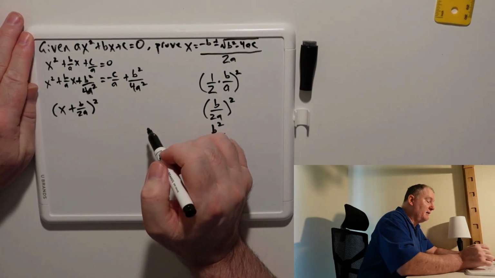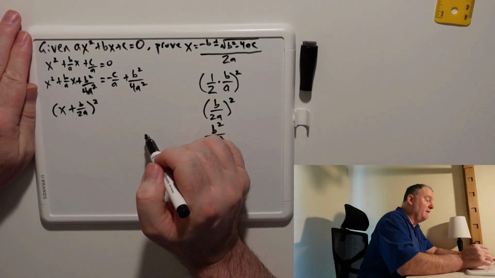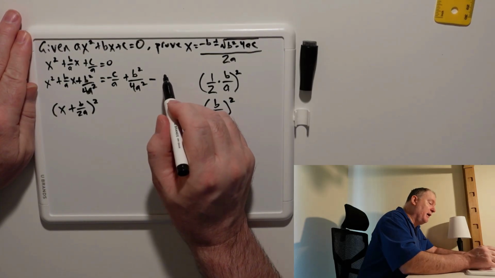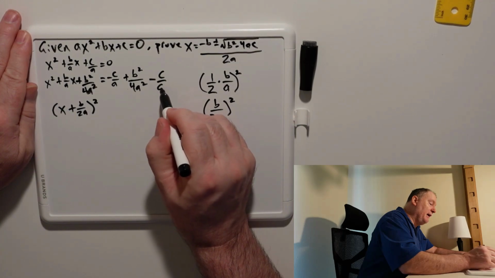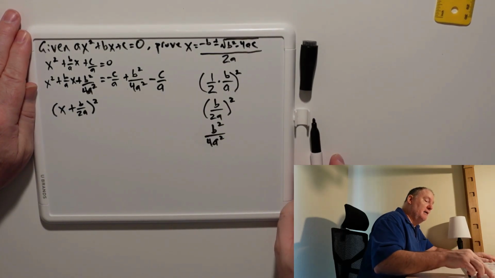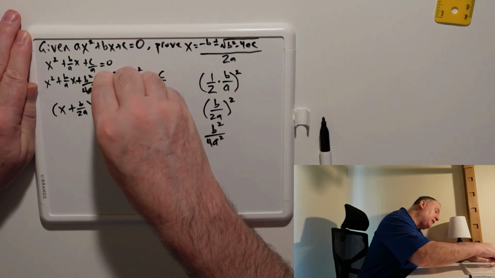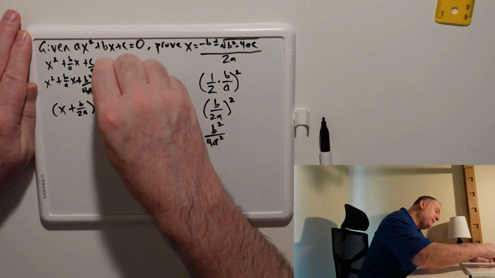They don't have common factors, so I'm going to rewrite this over here, minus c over a. And I'm going to erase it here because I need to do work on this term.